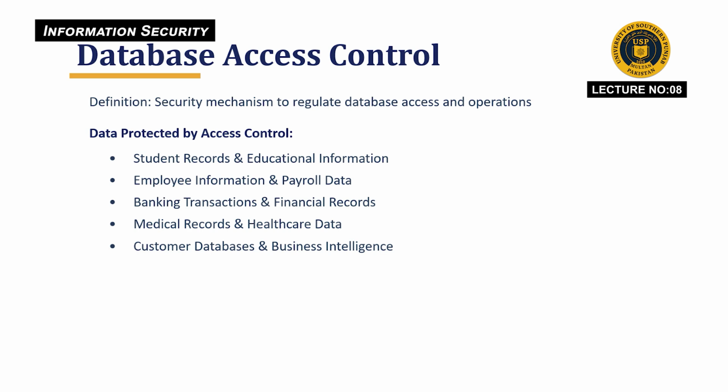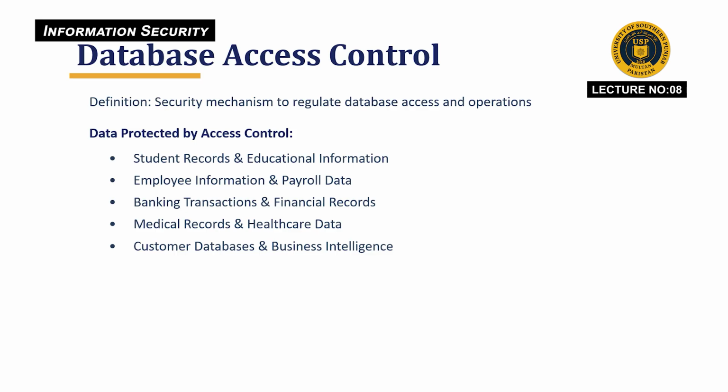Database access control is a mechanism used to control who can access data and what operations they can perform. The main goal is protecting sensitive information. For example, a university database stores student marks and attendance. In banks, databases store account balances and transactions. In hospitals, databases contain patient medical records. If an unauthorized user accesses this data, students may change grades, financial fraud may occur, and patient privacy may be violated. That is why access control is necessary.